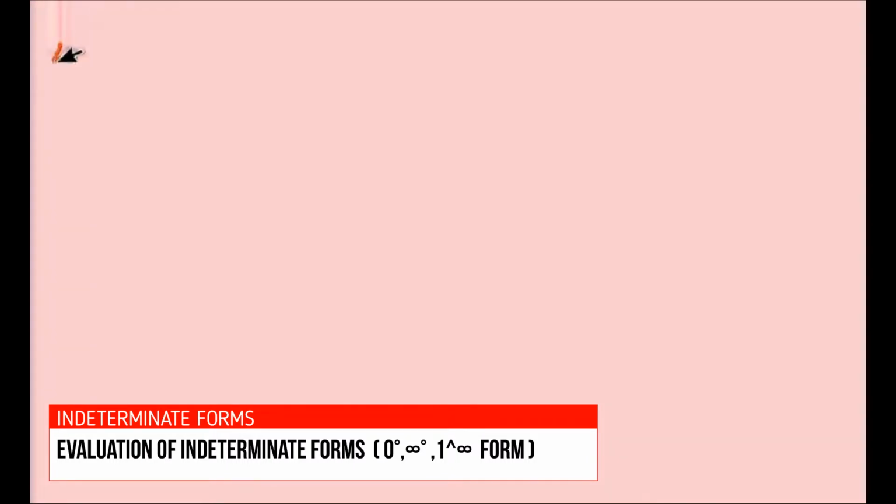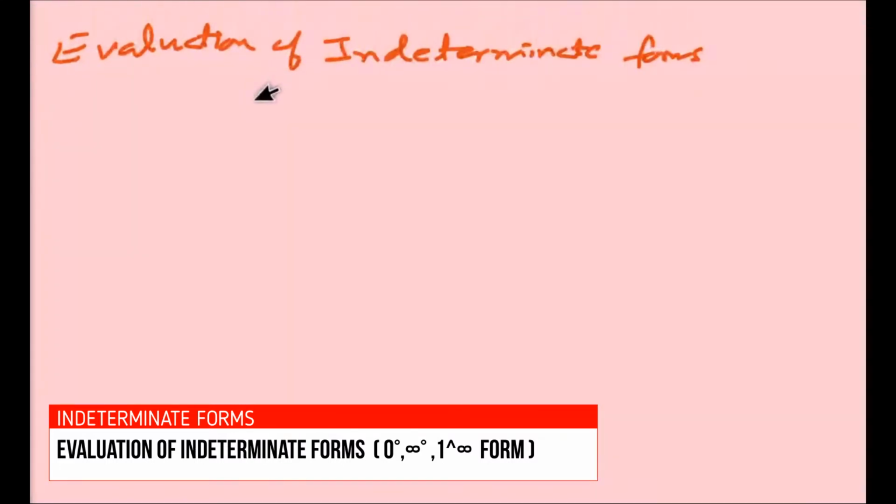I will describe to you evaluations of indeterminate forms of 0 to the power 0, infinite to the power 0, and 1 to the power infinite. As you know, student, 0 upon 0 form is very important. So all these also can be changed into the 0 upon 0 form. Okay, how? This I am telling you.